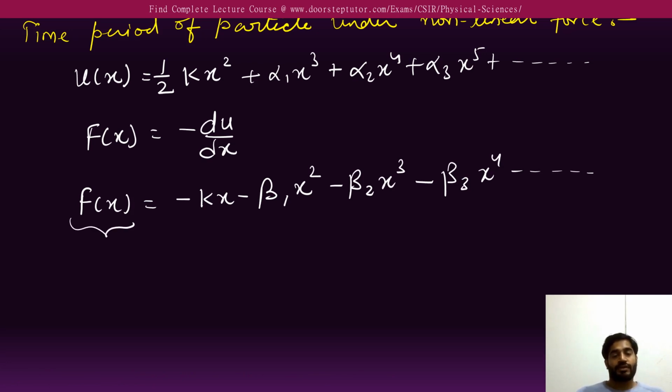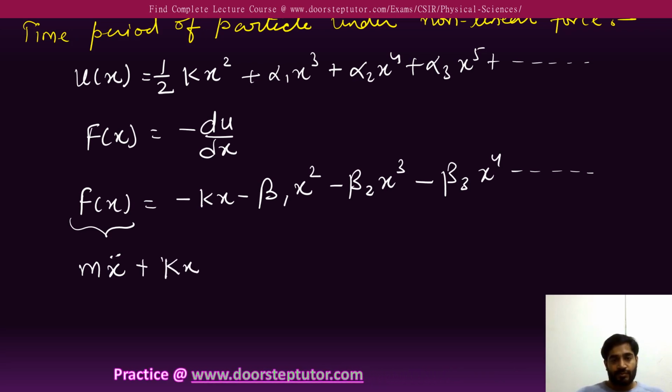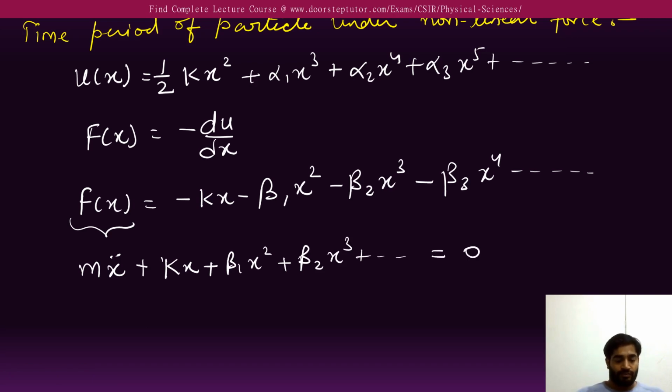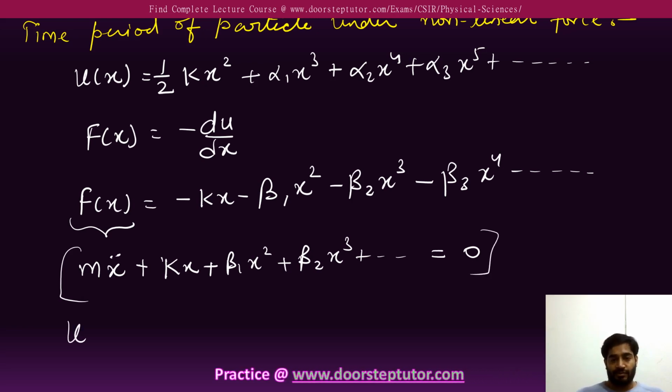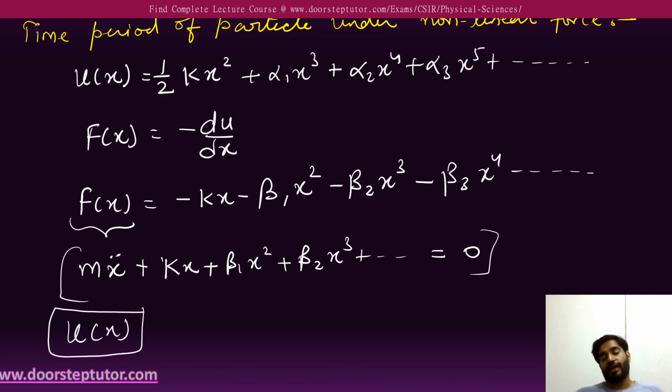But actually the force is m times x double dot. And all the terms on the right side move to the left side. It is plus kx plus beta 1 x squared plus beta 2 x cubed and so on, which equals 0. Clear? So this is what we got. From here we conclude that instead of a linear term, the potential energy can be of any power, up to n power.